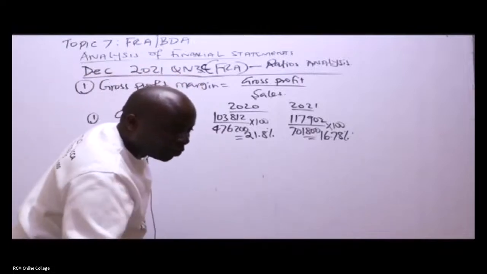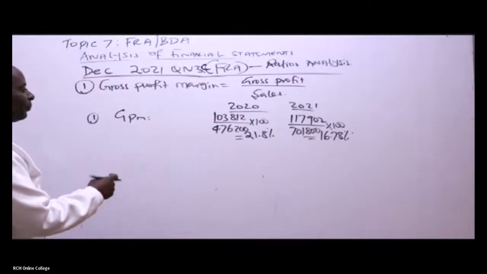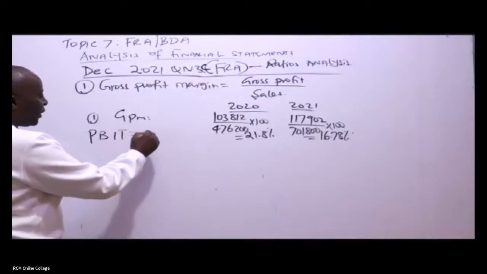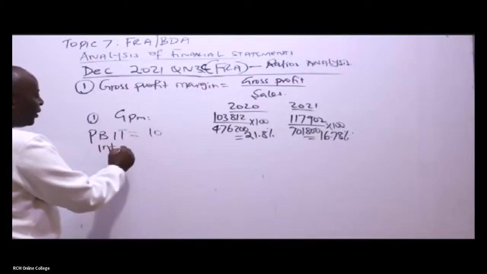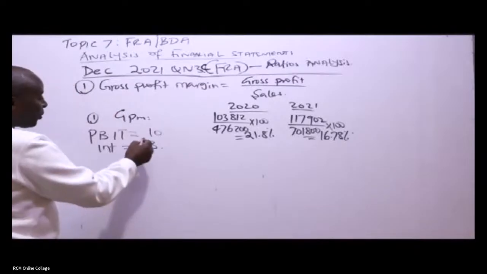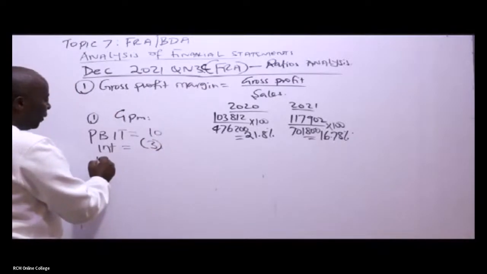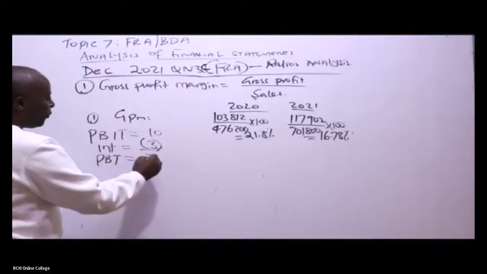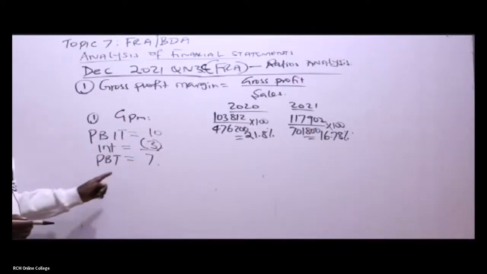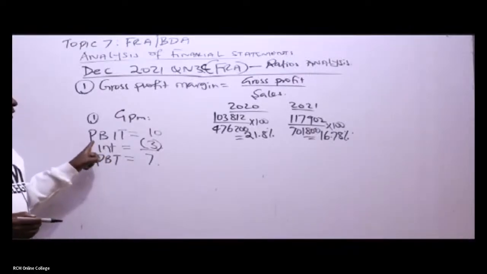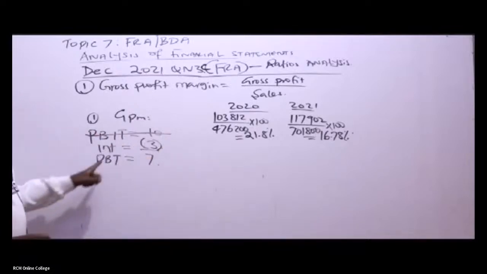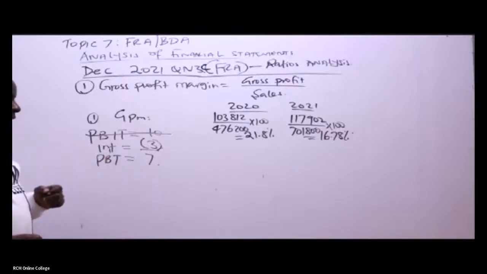So first of all, we start with this. Assuming you are given profit before interest and tax of say 10, then you are given interest of 3. So you subtract this, and you'll get what we call profit before tax of 7. Then this examiner, instead of giving you this, has given you the interest and he has given you PBT.